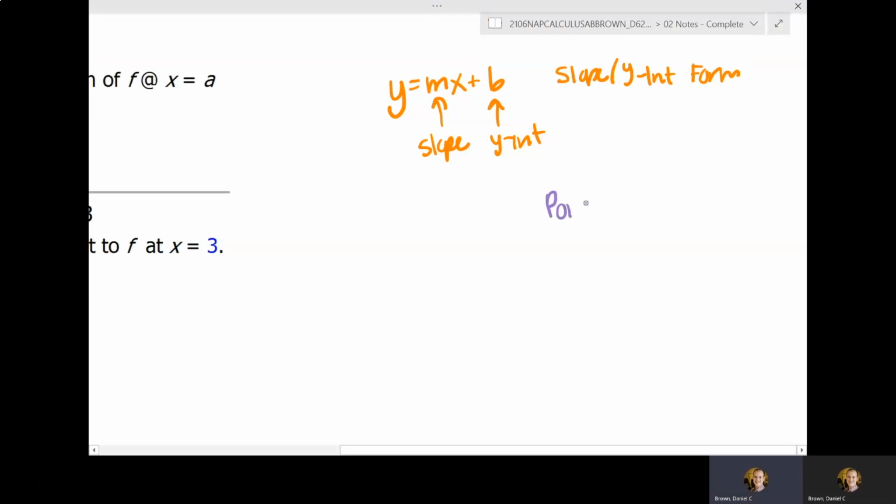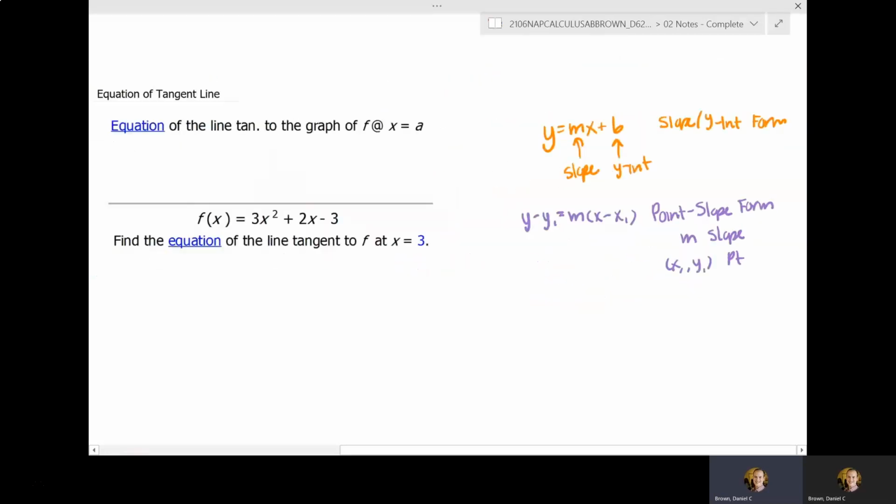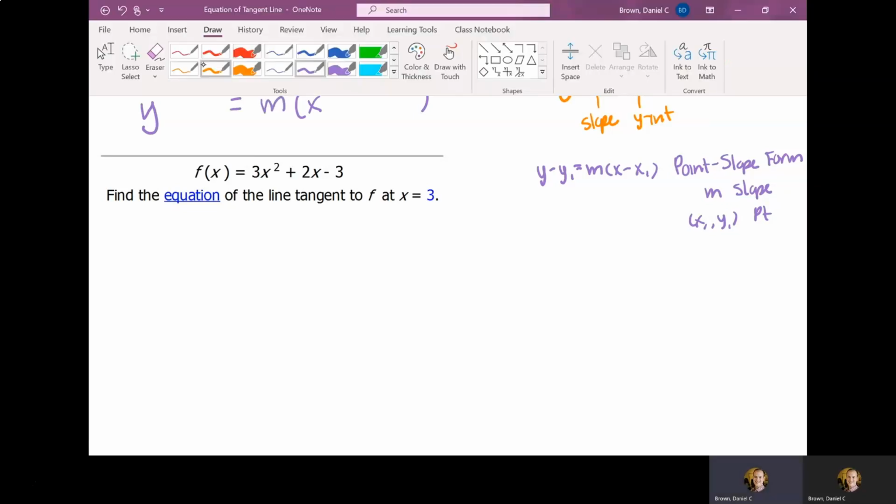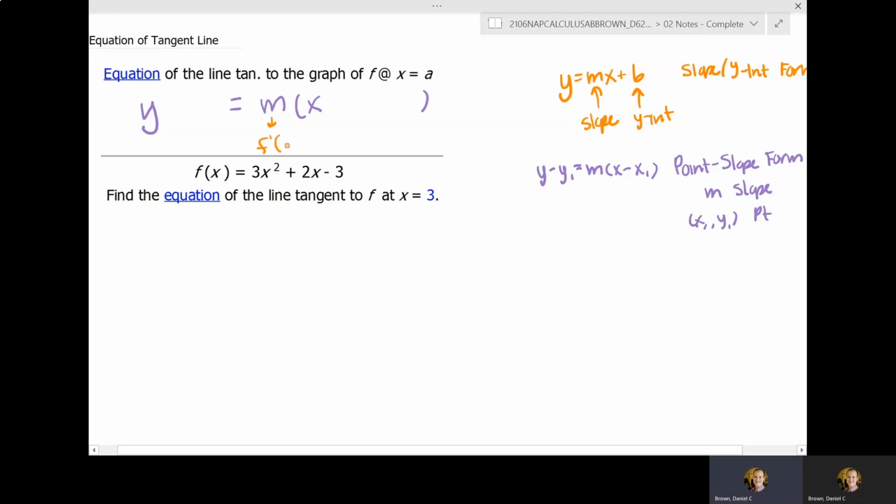The one that's easier for us to use in calculus is the point slope form, where you are given the slope and you are given some point that is on the line. And that one looks like y minus y1 is equal to m times x minus x1. So we can translate that into calculus basically. We still have our y's and our x's. Our slope is going to come from the derivative, of course. So that's going to be whatever f prime of a is.